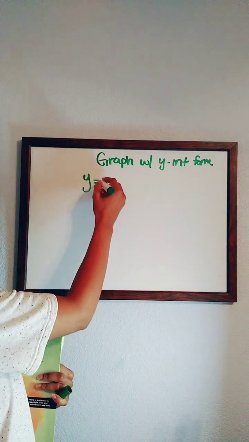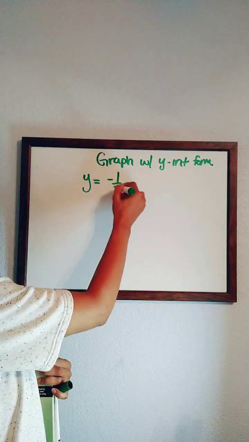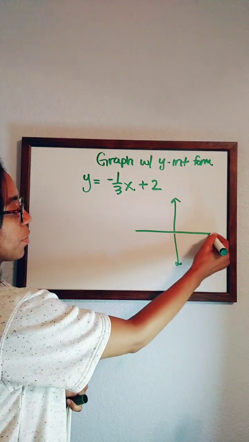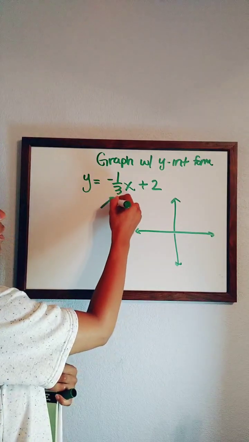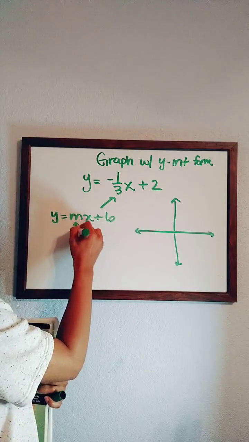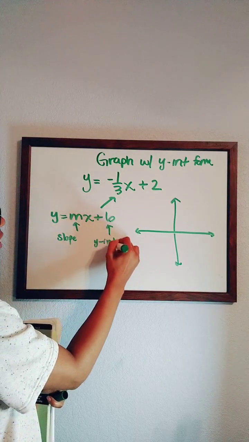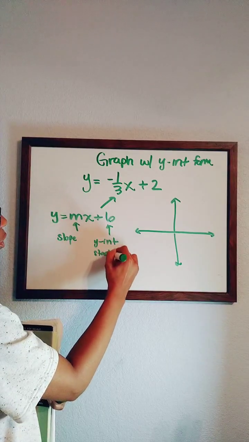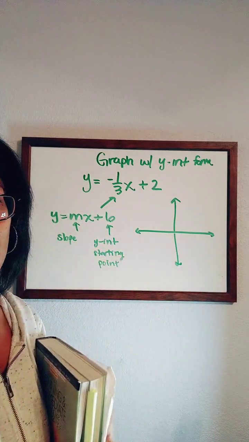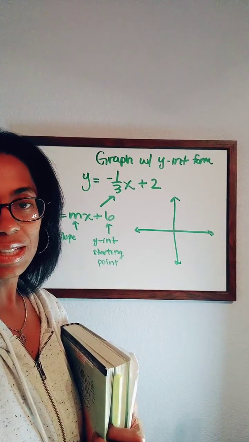If you were to have y is equal to negative 1/3 x plus 2, you do not need to make a table of values. You just need to understand that y is equal to mx plus b, where m is your slope and b is your y-intercept, and this is your starting point. So this is where you're going to start your graph every time. Rise over run, yes.